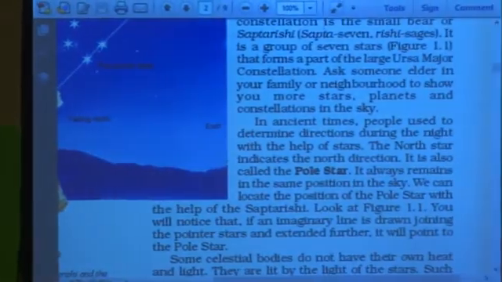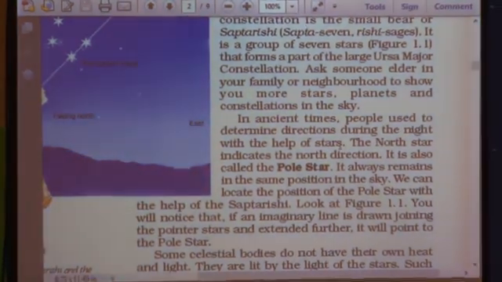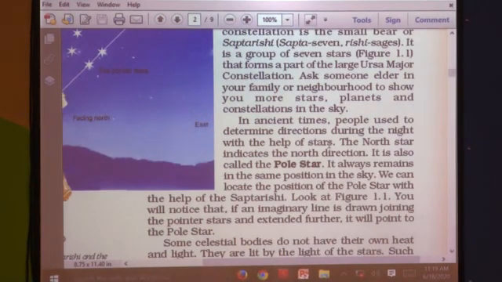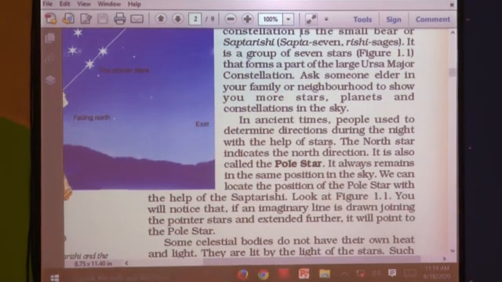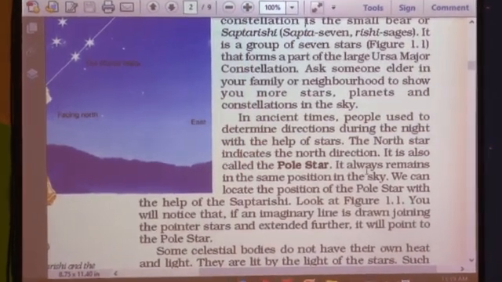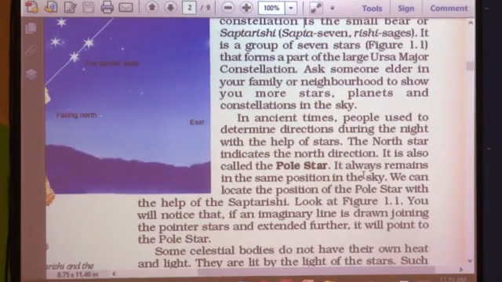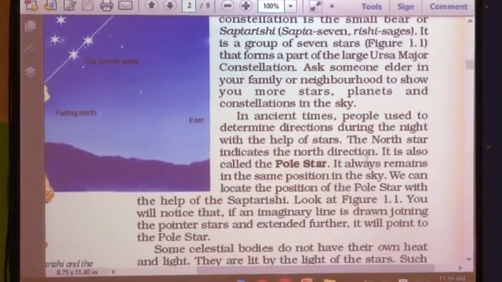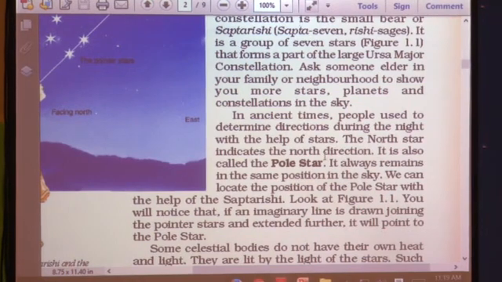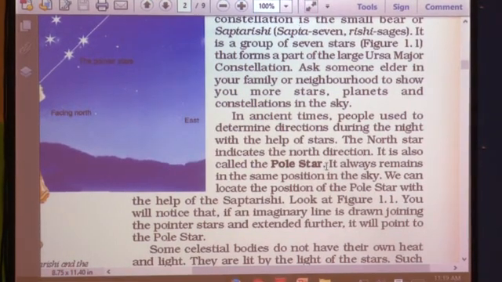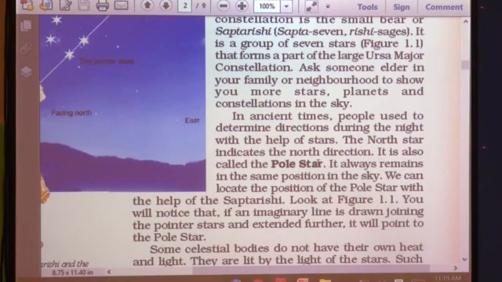In ancient times, people used to determine directions during the night with the help of the stars. Okay. At night time, children, in the ancient times, how did they know where is north and where is south? By looking at the stars, they used to come to know which is the north direction and which is the south direction. The star which helped them to know the location was the pole star.